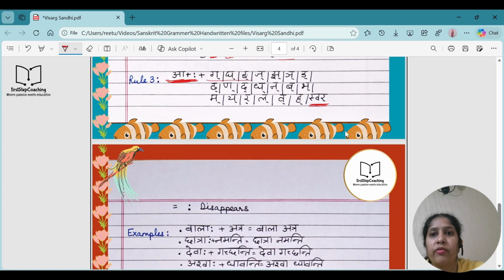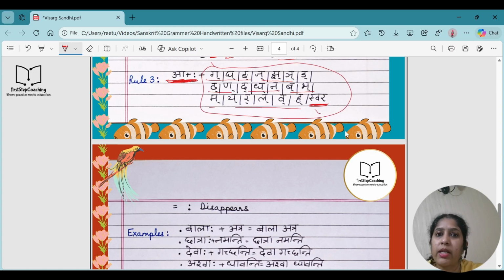Or the third, fourth, fifth letter, same way ga, gha, ja, jha, da, dha, na, ba, bha, ma, ya, ra, la, va, ha. Anything out of these is there, or any swar is there, then what will happen? The visarg will disappear. The first word should end with a and a visarg, and the second word should start with all these things. That time the visarg will disappear, right?